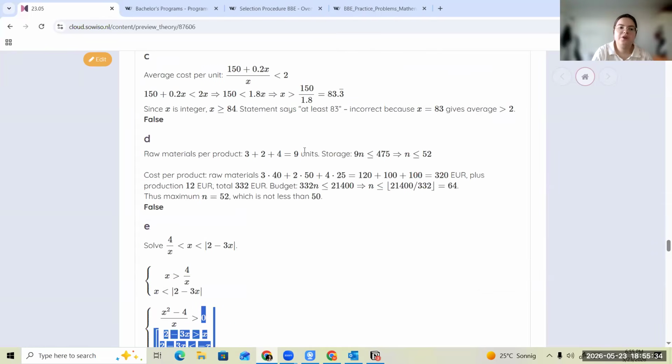So let's see. You have the raw materials per product is 9 units. And the storage is 475, so how many products can you store? 475 divided by 9 is less than or equal to 52. Then the cost per product in raw materials, you have 3 units of 40 euros, 2 units of 50 euros, and 4 units of 25 euros. So these are the costs in raw materials, and you have the production costs being 12 euros. So the total cost per unit is 332.